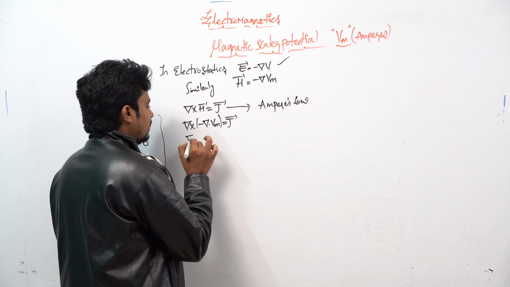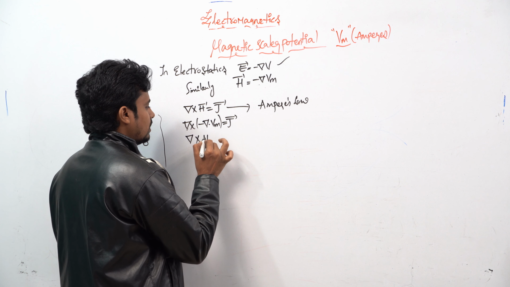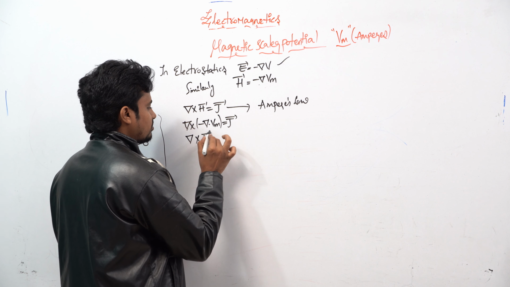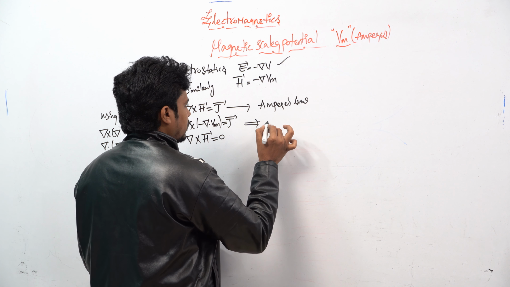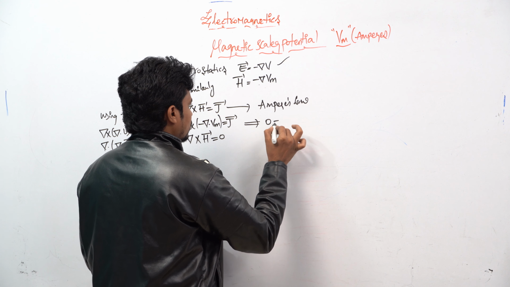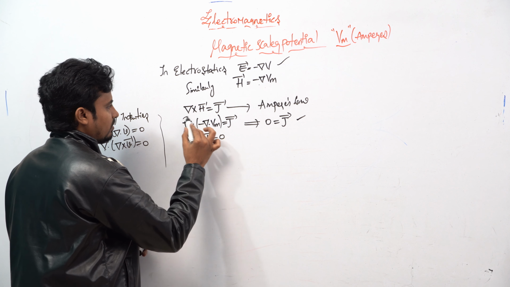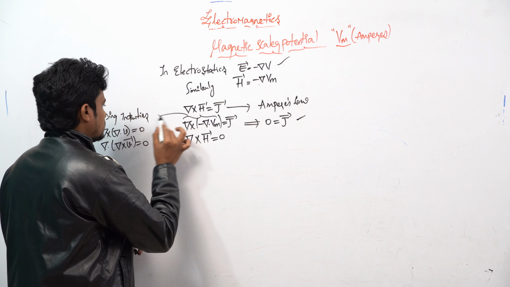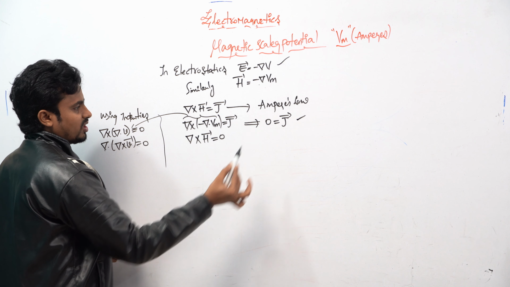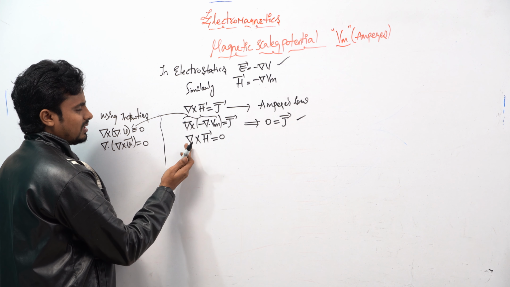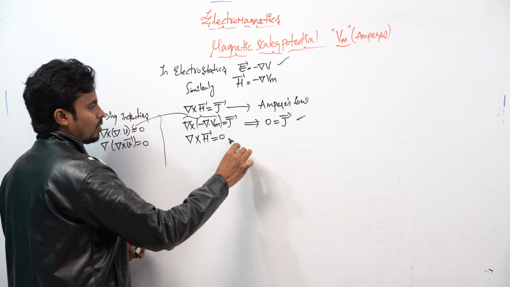That means del cross H bar, which is represented as 0, is equal to J bar. I directly put this identity here, so that it becomes 0 equal to J bar. So that means del cross H bar, H bar, will be equal to 0.